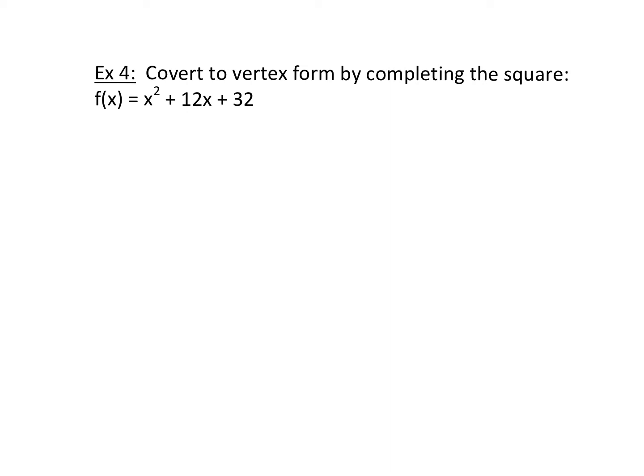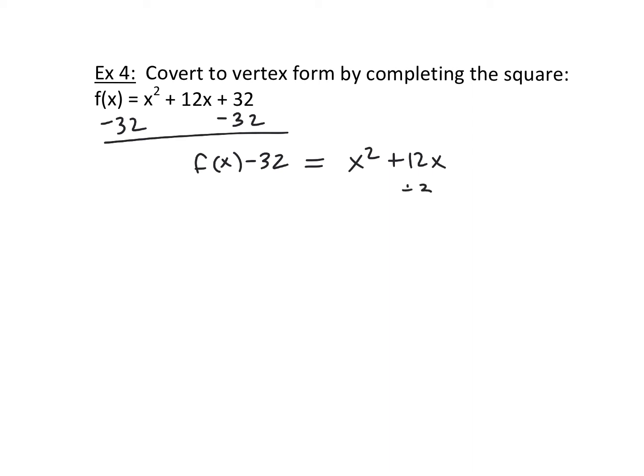So remember f of x is y. So if you just leave it as f of x, or if you want to switch to y, that's fine. But I'm going to move the c value over to the other side first. I now have y minus 32, or f of x minus 32, equals x squared plus 12x. I'm going to complete the square. I'm going to take half of 12, which is 6, and square it. That's 36. That gets added to both sides.